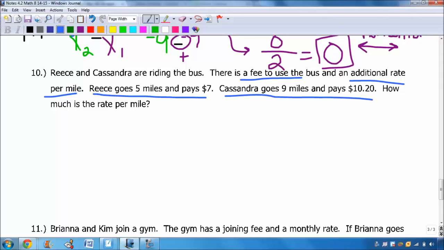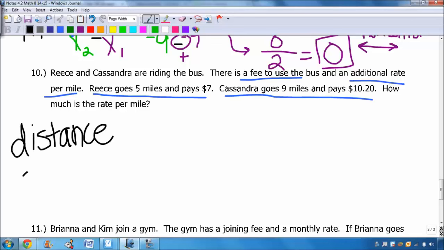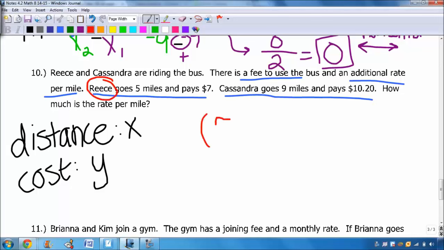So if my two variables are distance, let's write this down, distance and cost, well, the cost is based on the distance, so the cost is the dependent variable, so it's y, and the distance is x. So now that I have the information, I know that Reese went 5 miles, that's his x, and that his cost was 7, which is his y. So I can write Reese's information as a coordinate, right? So Reese's information would be 5, 7, okay? Then I can also find out Cassandra's information as a coordinate.